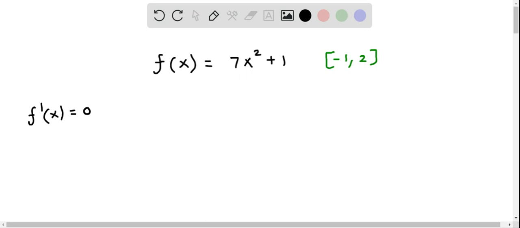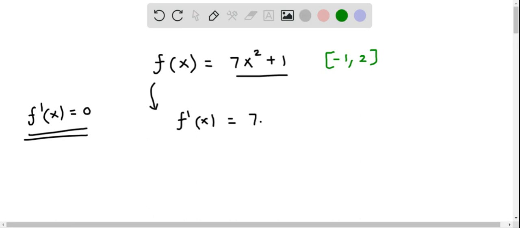and solving for x. So let's find the derivative of f of x, which is f prime of x, and this equals the derivative of the right side expression. So I put 7 and write the derivative of x squared, which is 2x. This is according to the power rule, plus the derivative of 1 is constant, so it is 0. So we have f prime of x, and this equals 7 times 2x is 14x.